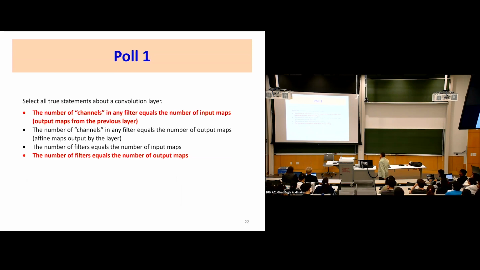The number of channels in any filter equals the number of input maps, right? And the number of filters equals the number of output maps or output channels, right?